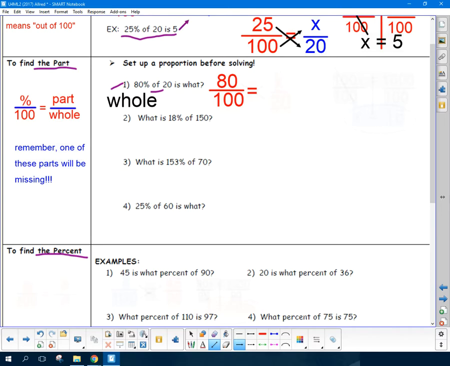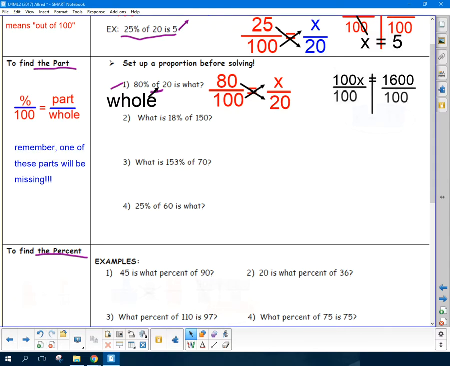The word "of" is usually going to indicate to us what the whole is. So if it says 80% of 20, I'm going to put 20 on the bottom. 20 relates to 100. That's what the percent is out of. I'm going to cross multiply and divide. 100 times x is 100 x's. 80 times 20 is 1600.